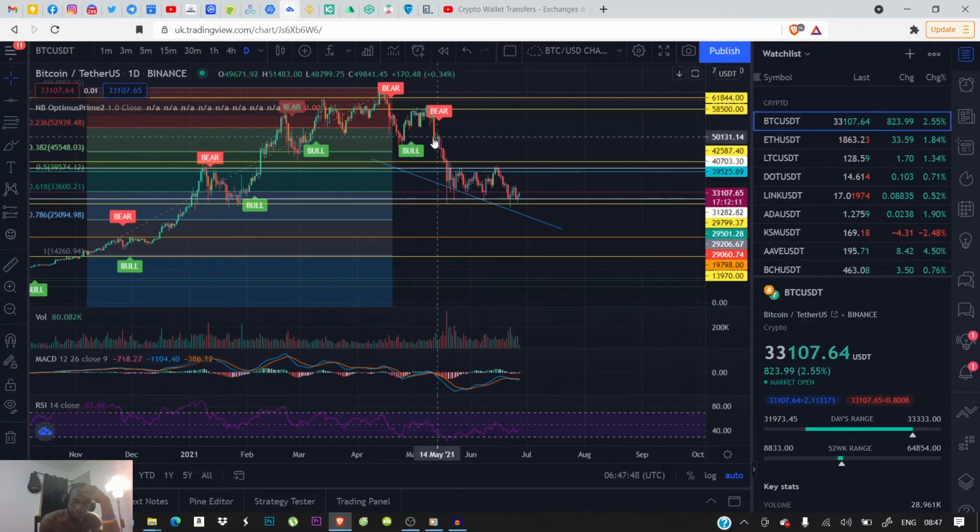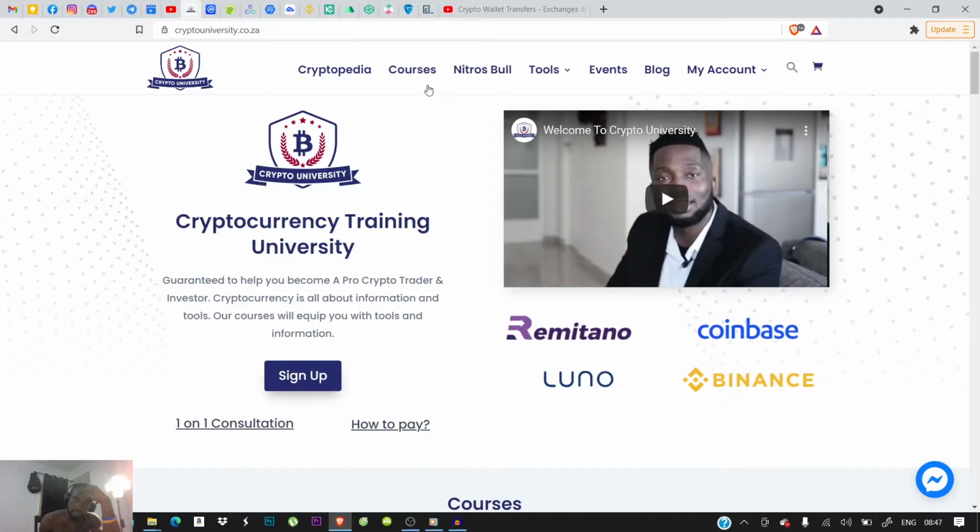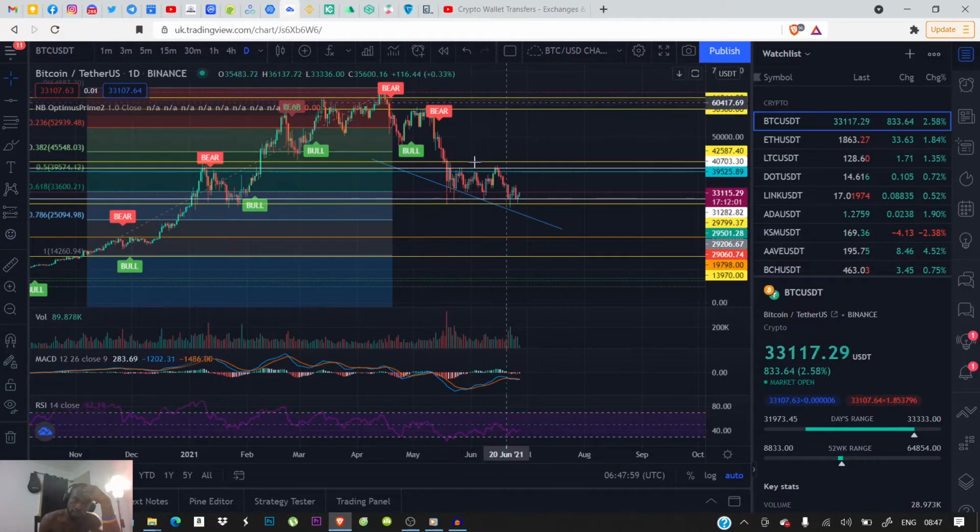First of all, how do you find this indicator after it has been installed, okay? Because you have to purchase it from Crypto University here. After you purchase it, it's going to be installed on your TradingView account after you submit your TradingView username.